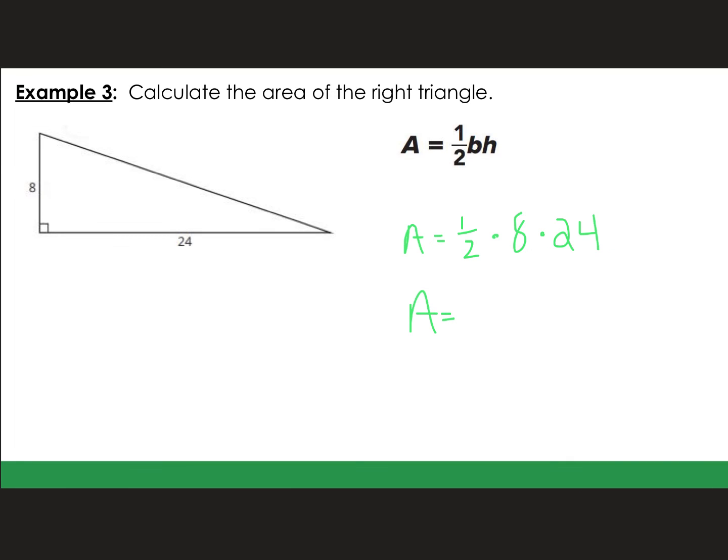So I'm going to take 1/2 times 8 first, which is 4. And then multiply that by 24. 4 times 24 is 96. And we don't have any units here, so we can just say units squared, since the problem itself didn't have any units.